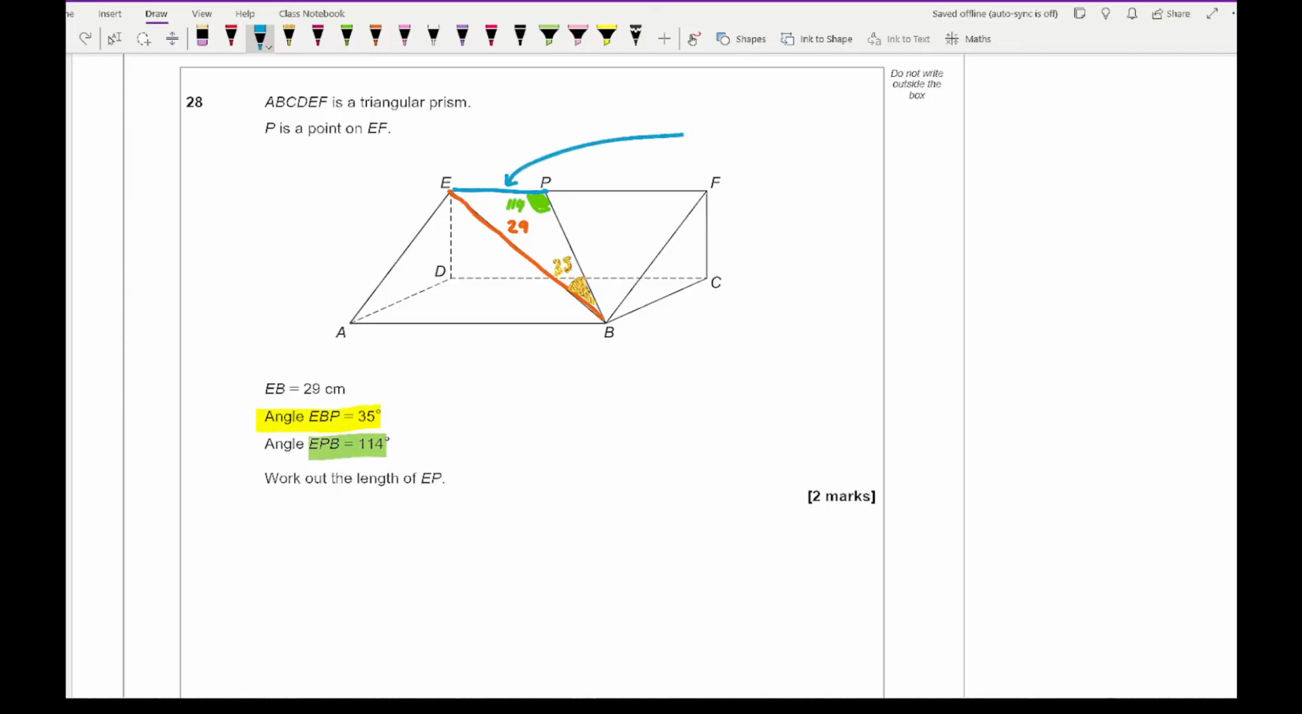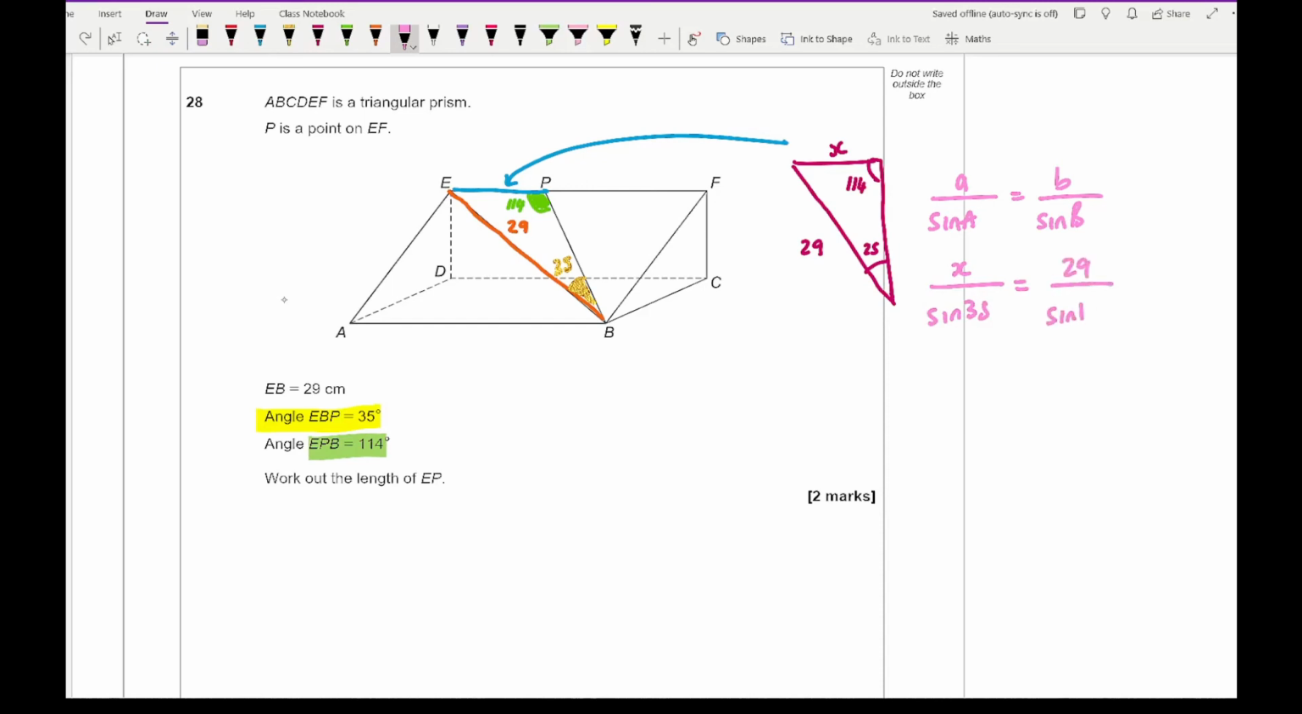Well, it may look like a 3D Pythagoras question, but actually labelling it, it's not that bad. So if I just take that out and draw the triangle again, that becomes 114, that becomes 35. This is what I'm trying to find, x, and we know that this length here is 29. So I'm going to use the sine rule. I know that a over sine A equals b over sine B. So I've got x over sine 35 equals 29 over sine 114.